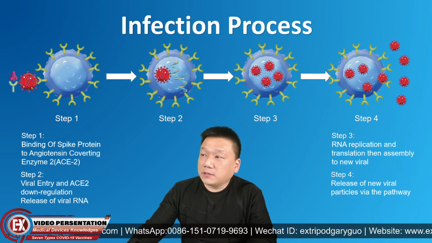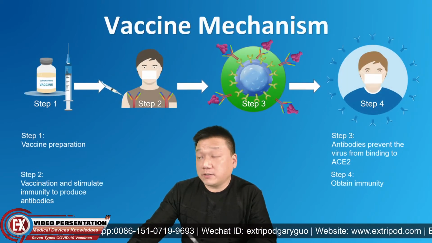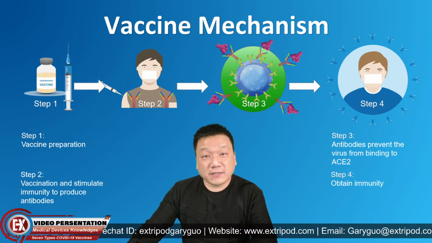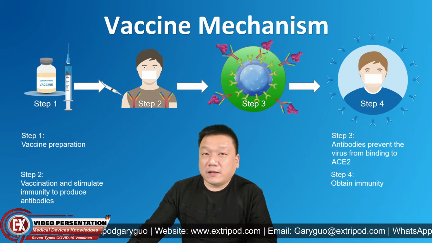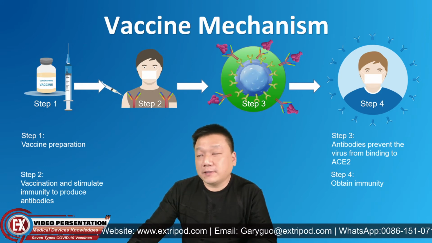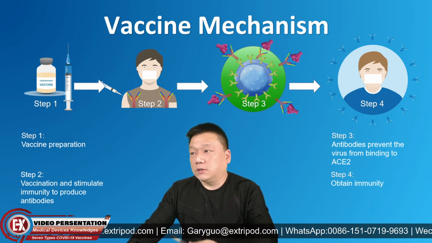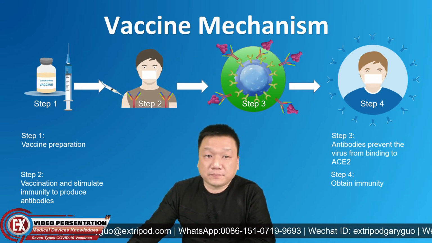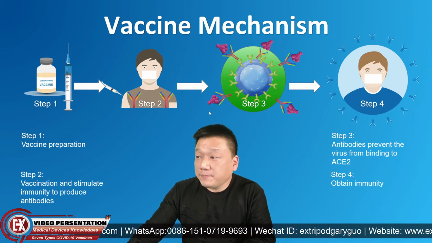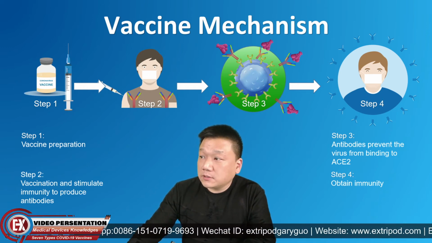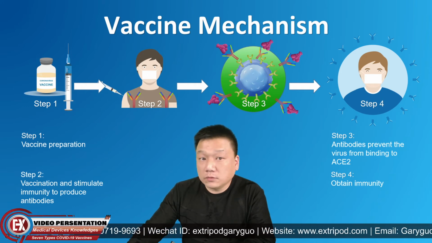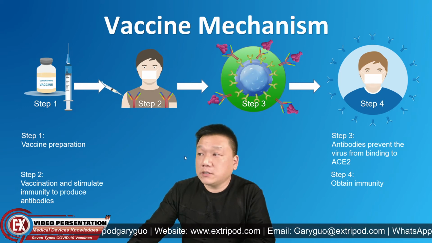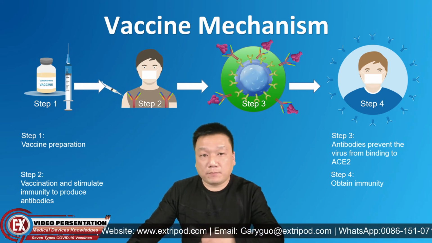Okay, let's check the vaccine mechanism. First step, you should have a vaccine, right? Step 2, injection, and let the vaccine substance stimulate our body to create an antibody. This is the antibody there. And step 3, the antibody will prevent the spike protein from combining with ACE2. And finally, the person gets immunity. So this is a simple process.